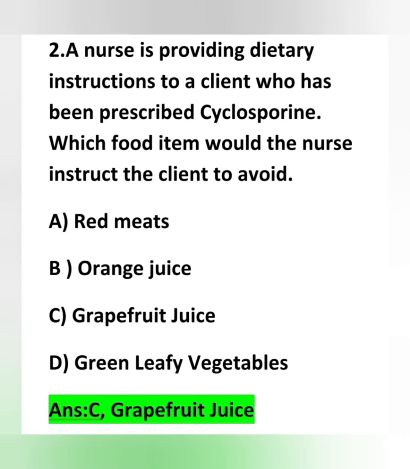Once the cyclosporine level is increased, there is a chance of toxicity, that is nephrotoxicity. If nephrotoxicity occurs, there is a chance of increased blood urea nitrogen and serum creatinine level. So in order to avoid that, we should tell the patient to avoid grapefruit juice while taking cyclosporine. Option C, grapefruit juice, is the correct answer.